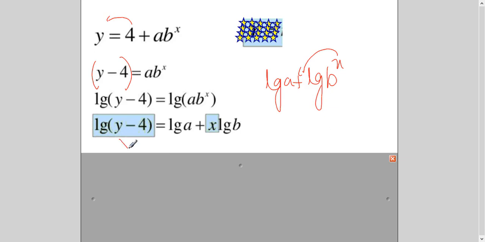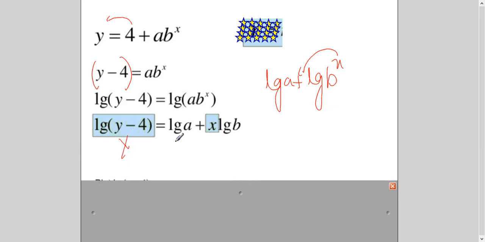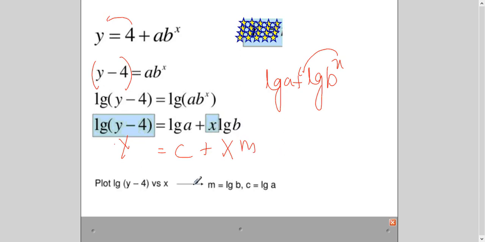So this is perfect. This is your capital Y. This is your C. This is your M. And this is your X. So if I rewrite it, Y equals mx plus C. And I can say lg y minus 4 is plotted against x. lg b is my gradient. So you can interpret it accordingly.